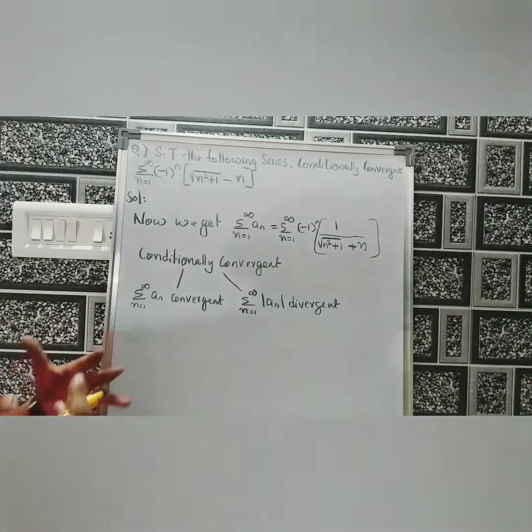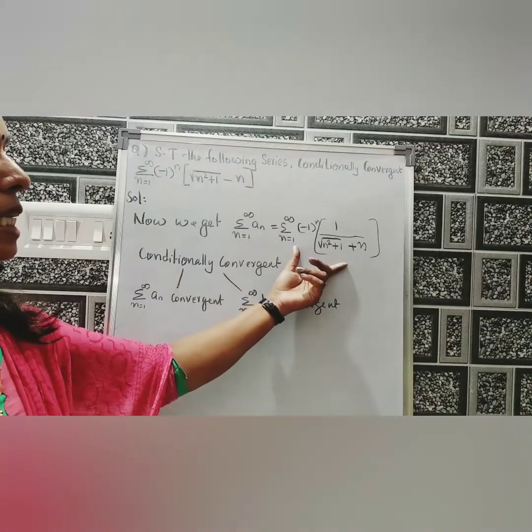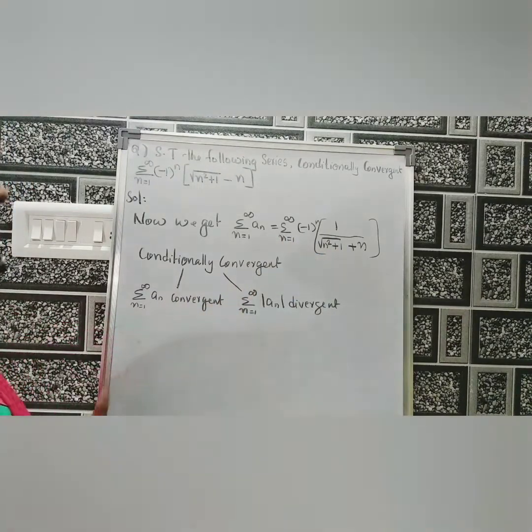Now we want to show that this series is conditionally convergent. For that, we want to show that sigma n running from 1 to infinity a n is convergent and sigma n running from 1 to infinity mod a n is divergent. Clear?